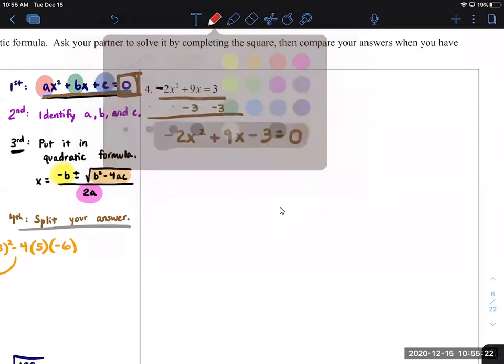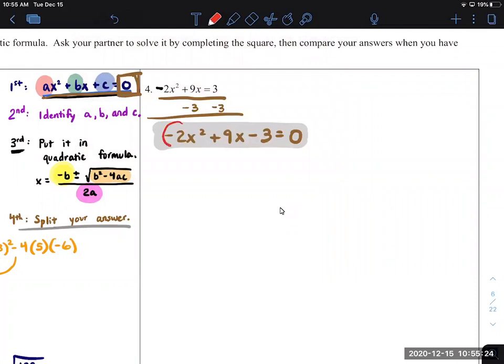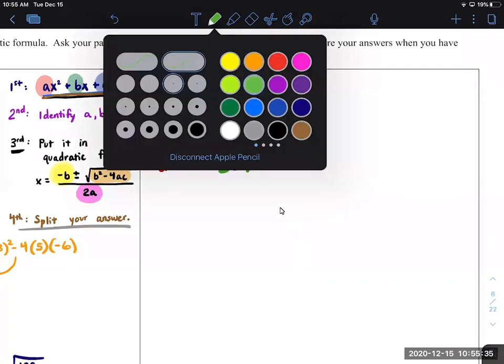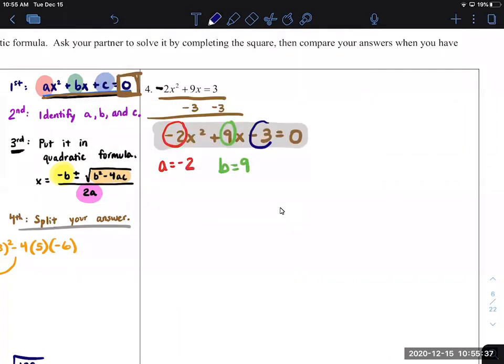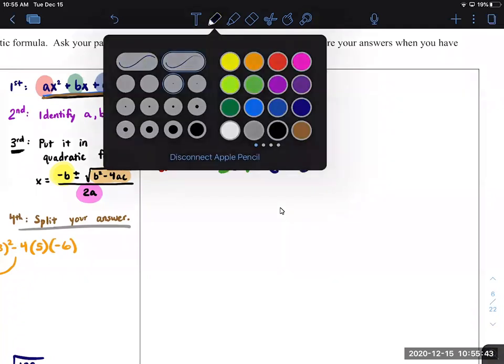Now we're going to identify A, B, and C. A is the number before x squared, which is -2. B is the number before x, which is 9. And C is the number without any x's, is -3. So we're going to put that in the quadratic formula.